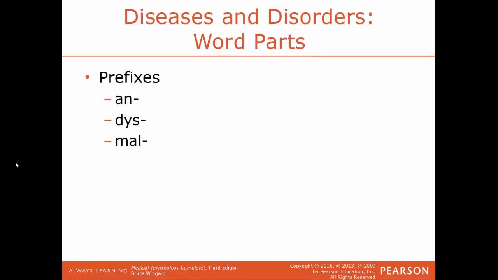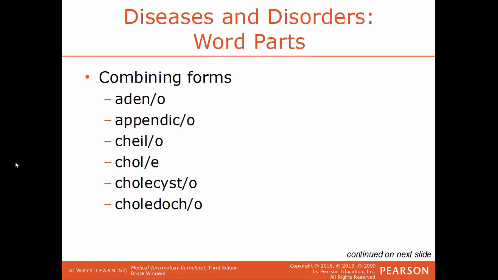The first one, an, means lacking or without. Dis and mal both mean difficult or painful. Some common combining forms that you'll see. Adeno is a reference to gland. Appendico is a reference to the appendix. Chilo is a reference to the lip. Col is a reference to the bile. Cholecysto is a reference to the gallbladder.